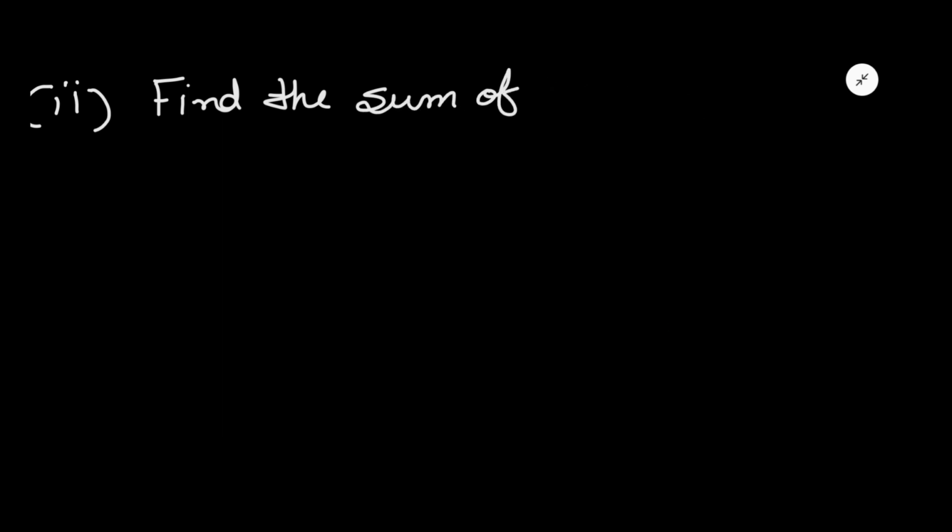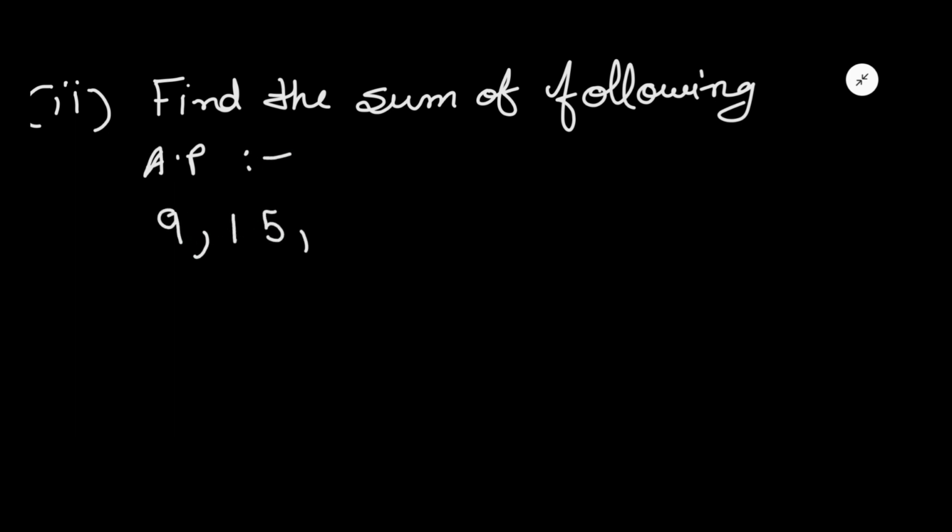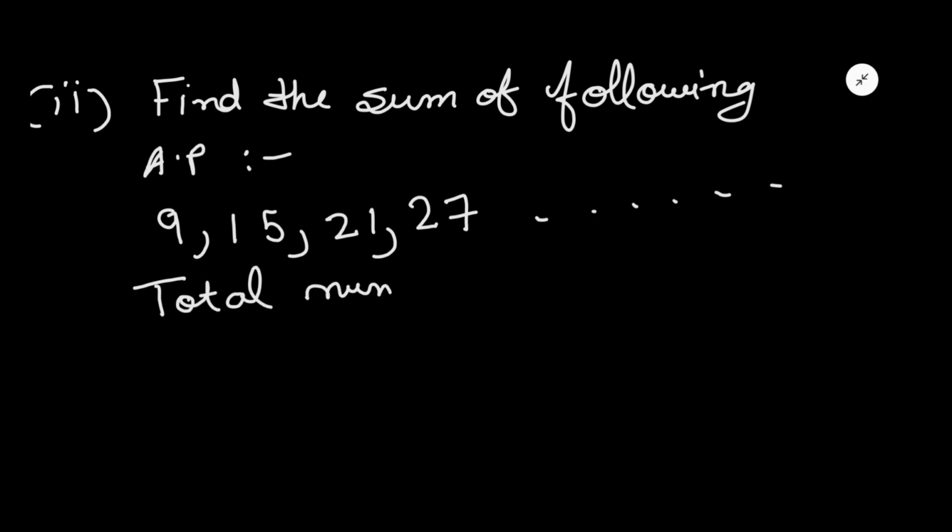Let's do one more example. So the second example is: find the sum of the following arithmetic progression, which is 9, 15, 21, 27, and it goes on, and the total number of terms is 14.